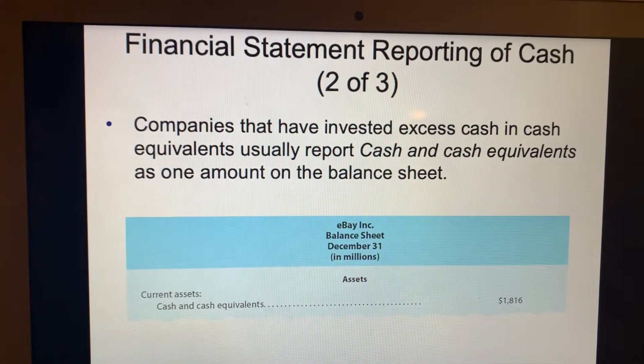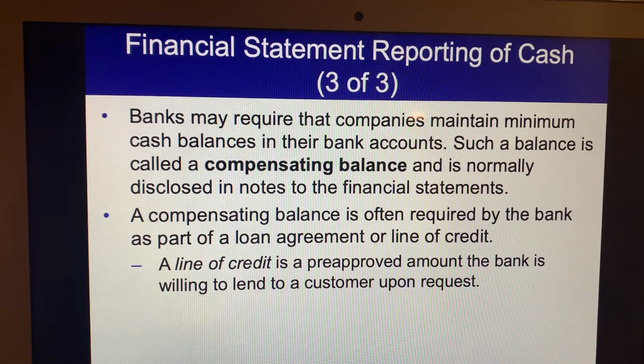So here's what this looks like. Current asset cash and cash equivalents, 1816. Banks may require that companies maintain minimum cash balances in their bank accounts. Such a balance is called a compensating balance and is normally disclosed in notes to the financial statement. A compensating balance is often required by the bank as part of the loan agreement or line of credit. A line of credit is a pre-approved amount the bank is willing to lend to a customer upon request.